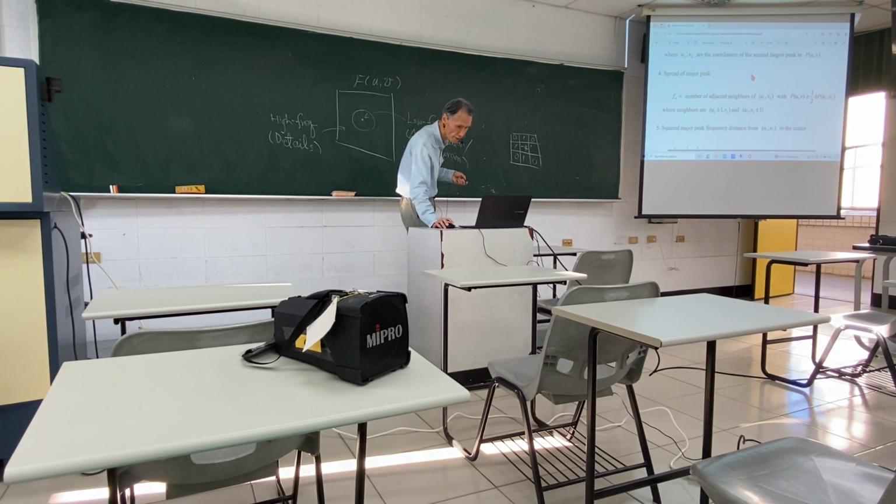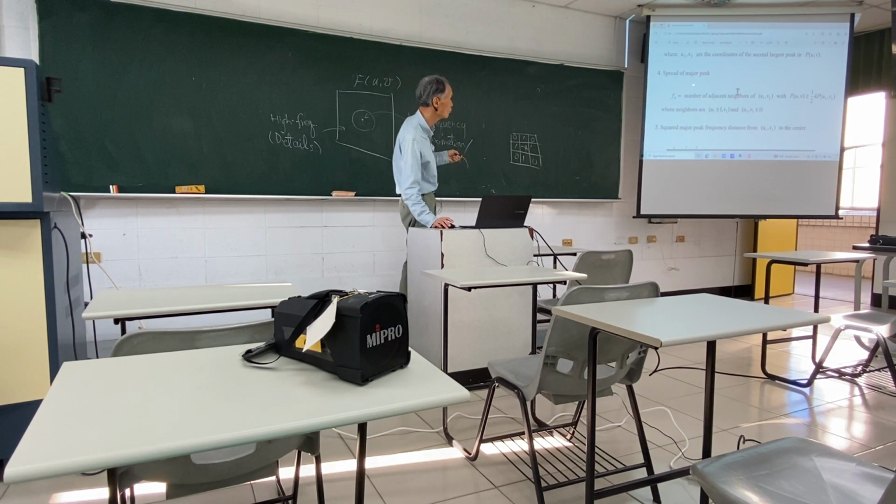Okay, and find the spread of the major peak. Just try to find the number of adjacent neighbors that also have a large power. Okay, it's up to you. For this case, you just use a half, or something. Okay, and you can define your own neighbor.